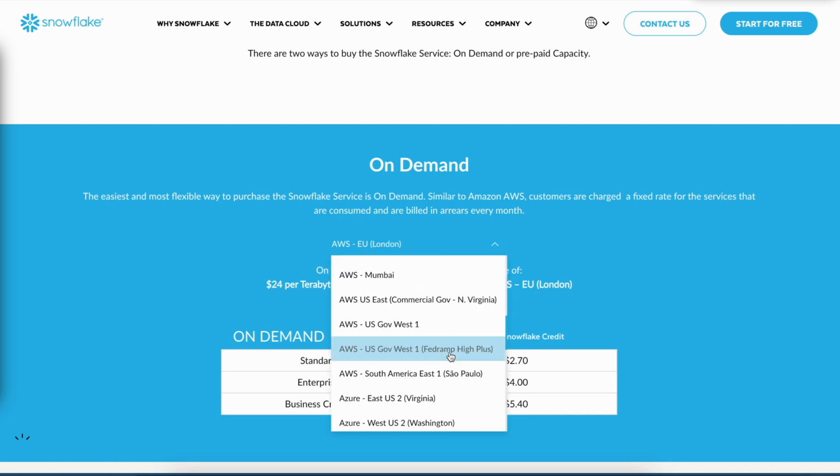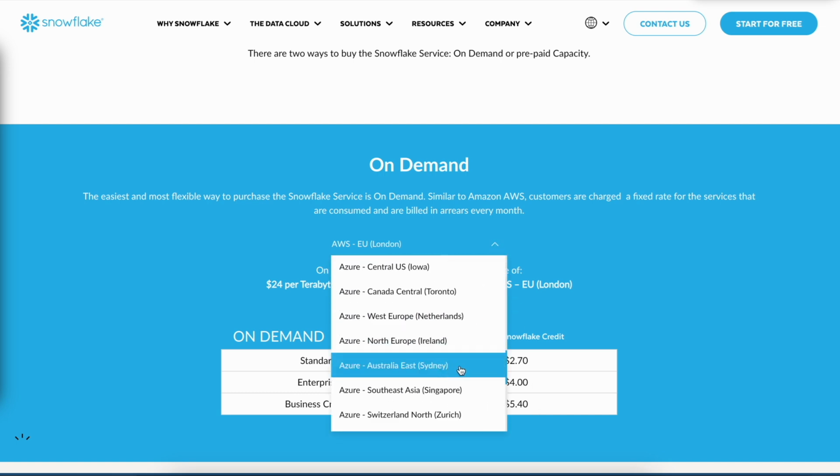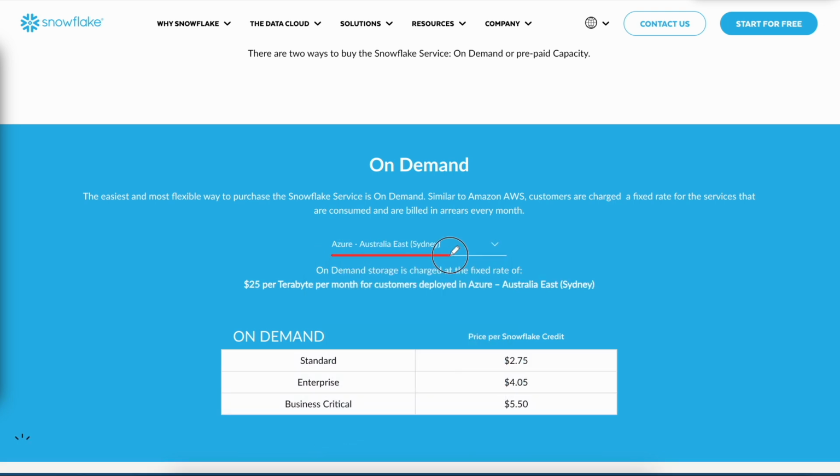Likewise, now let's choose Azure Australia East Sydney. So this is my selection. My cloud provider is Azure, where my Snowflake is hosted, and the region is Australia East Sydney. So the standard price goes to $2.75, my enterprise edition price goes to $4.05, and my business critical goes to $5.50.